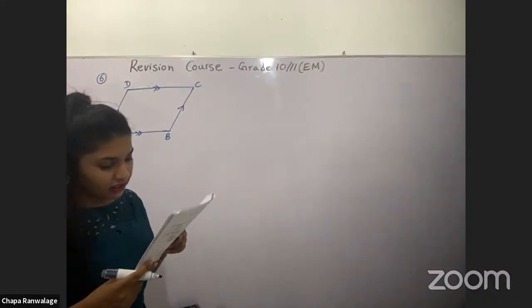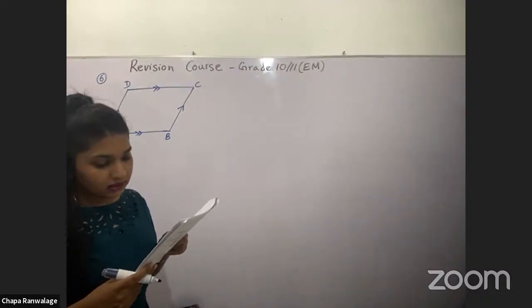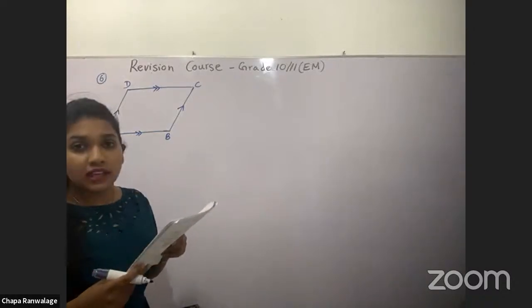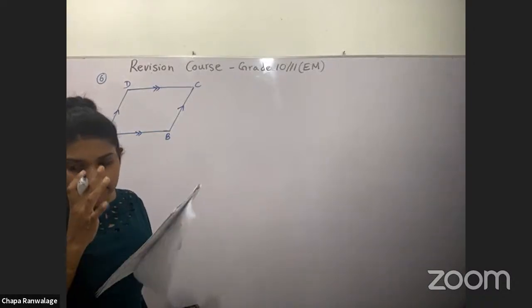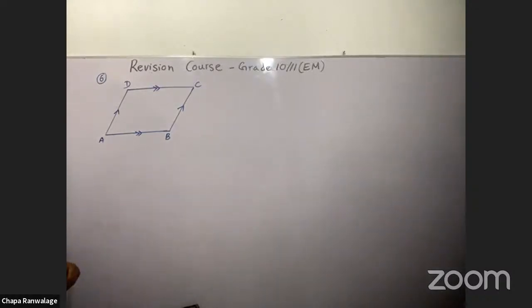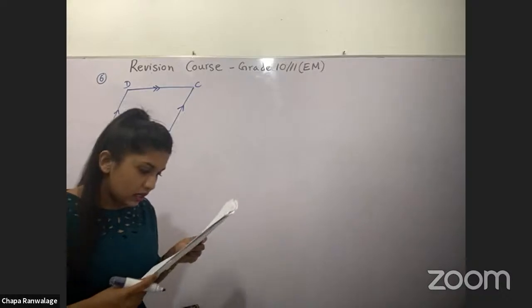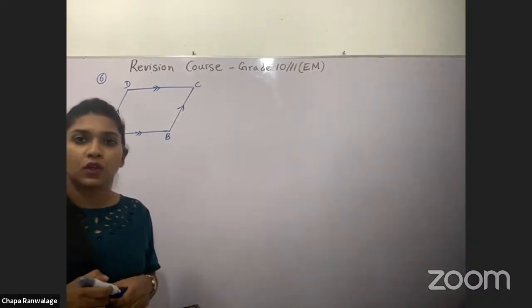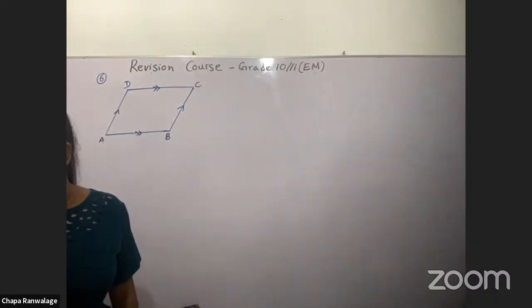Answer for the fifth one is, for the first blank, side angle, and for the second blank, area. How can we prove? You have to do a small construction. What is it?